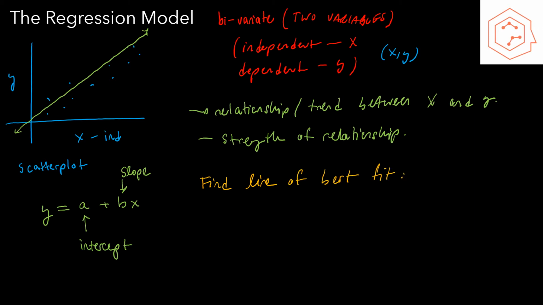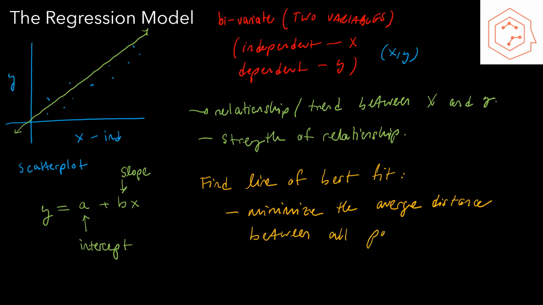We find the line of best fit in a manner where we minimize the distance, or the average distance, between all points and the line. So if this was the distance between this point and the line, and this was the distance between that point and the line, the way we calculate the line is such that the line we find has the minimum average distance between all the points and the line itself.